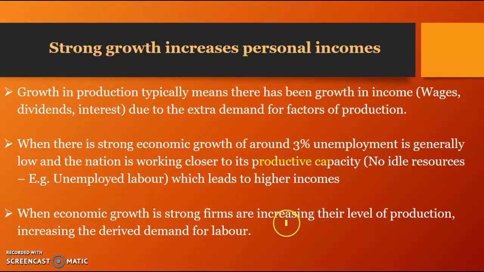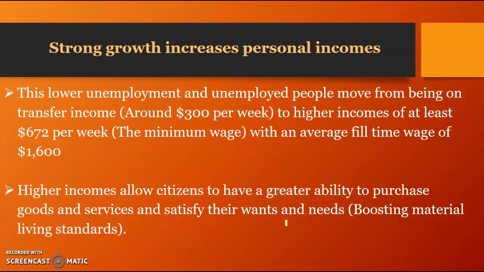So when economic growth is strong, firms increase their production levels, that boosts the derived demand for labour, and that generally leads to higher incomes. To put that in perspective, the average person on transfer income or welfare earns around $300 per week, whereas the minimum wage is $672 per week. So what we're basically saying is that even if you're on the lowest wage, you're still going to earn nearly or over double as much as you would on unemployment benefits.